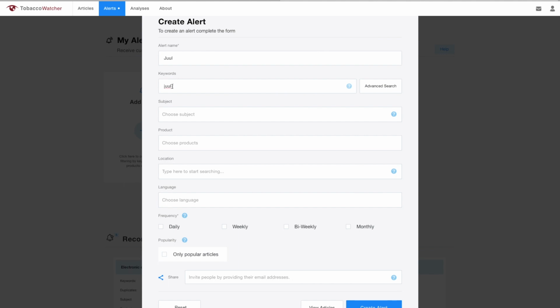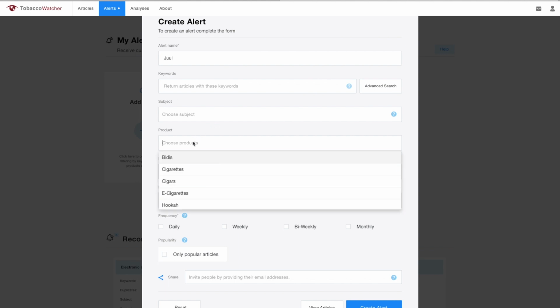Or if we had a more general interest in e-cigarettes, we could actually use our artificial intelligence to identify articles focused primarily on e-cigarettes that goes far beyond keywords.